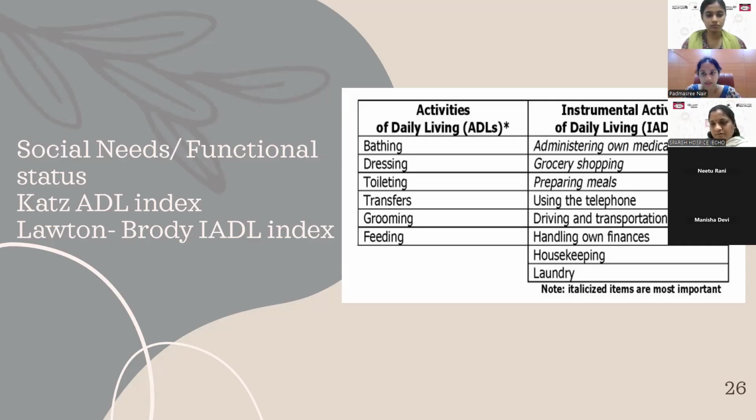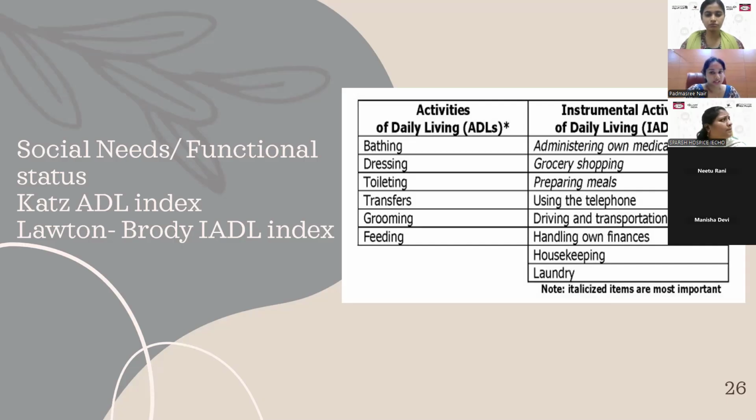So coming to the instrumental activities of daily living, we have the following: administering their own medications, going out grocery shopping, preparing meals, using a telephone, driving or using any form of public transport, handling own finances, housekeeping, and laundry. So, for somebody with dementia who has a cognitive decline, they may find it difficult to handle their own finances. They may have difficulty in driving or transporting. They may have difficulty in using a telephone. So all of this indicates that they will need somebody else, that is either their children or a caretaker, to help them get about their daily life.